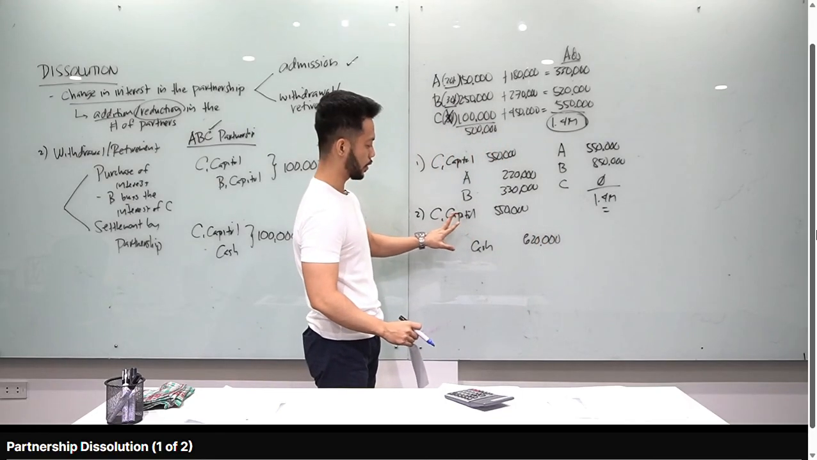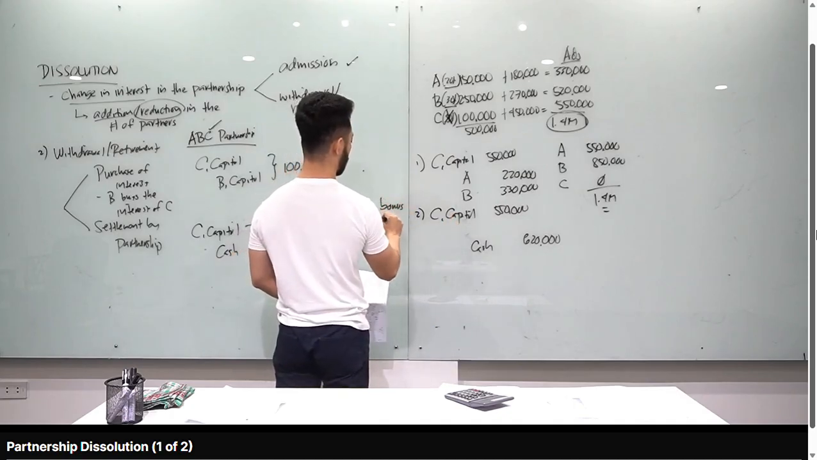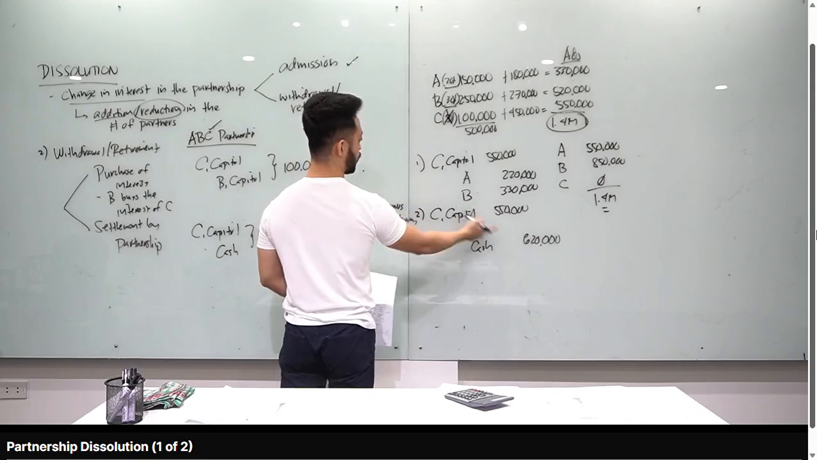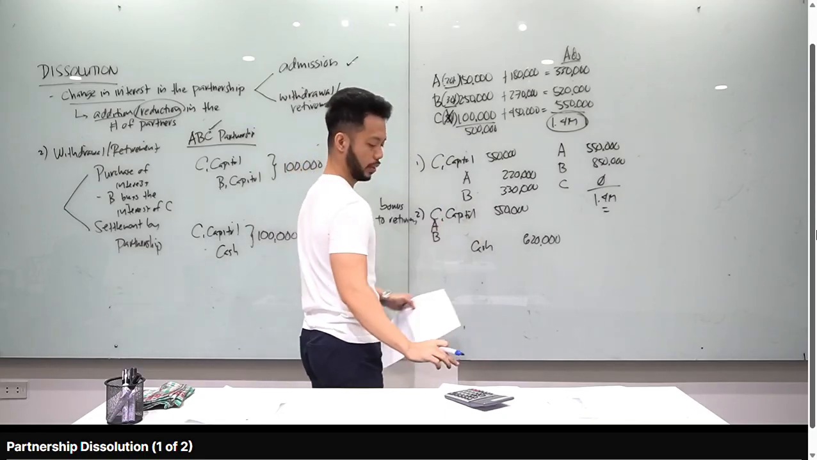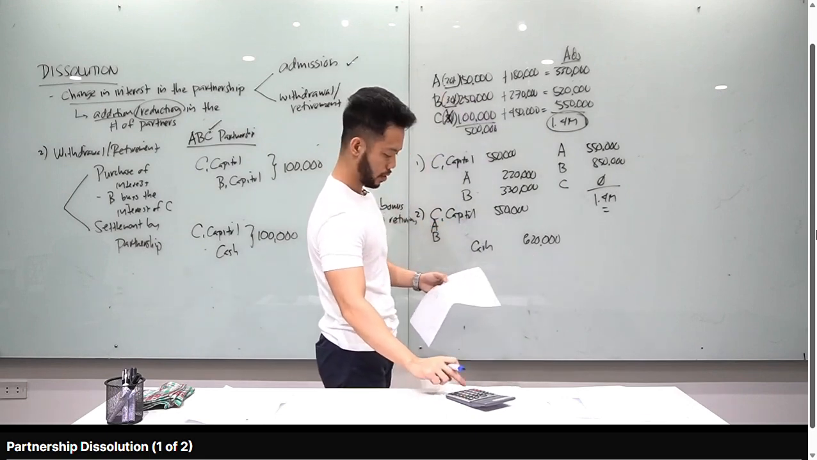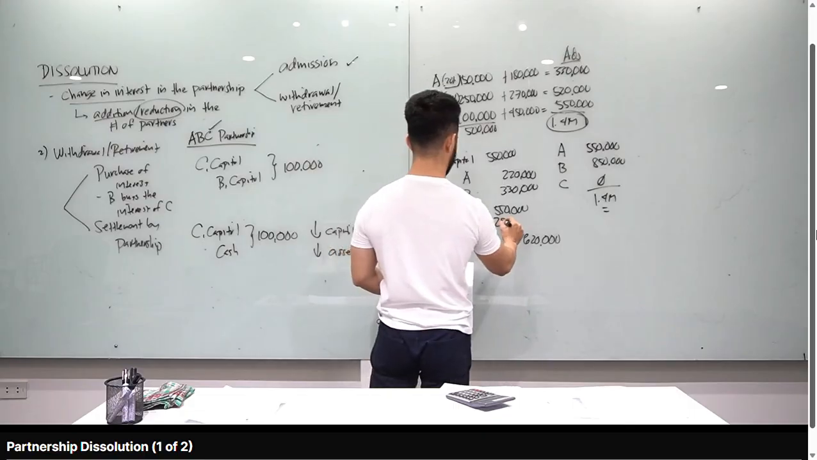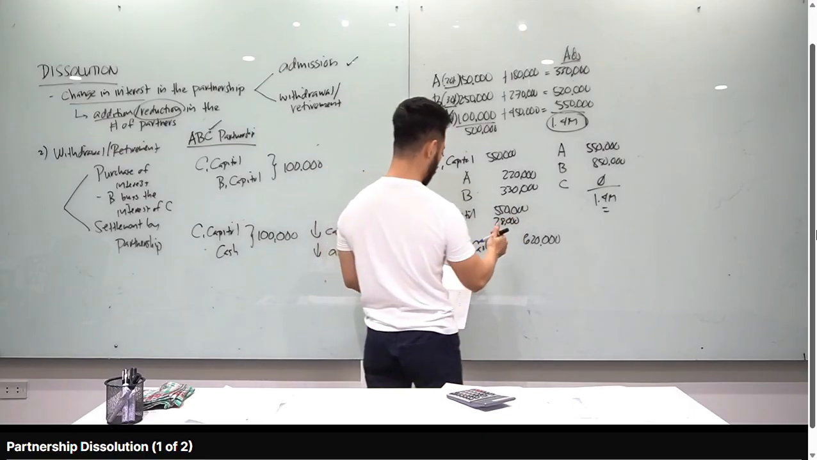Ibig sabihin, class, ang tawag natin dito is bonus to retiring partner. Tama? Kasi ang dapat ibigay kay C is only 550. Binigay sa kanya 620. So, in that case, bababa yung capital balances of A and B. Ano yung difference nila? 70,000. 70,000 times 2 over 5, kay partner A, 28,000 debit. Okay? 70,000 times 3 over 5, kay partner B naman, it's 42,000.